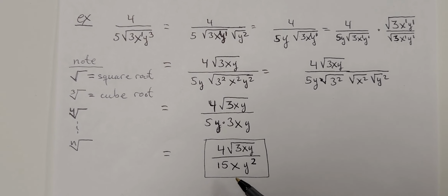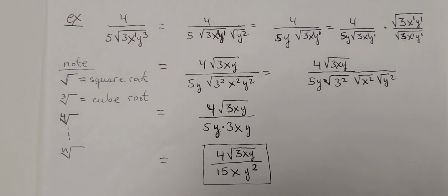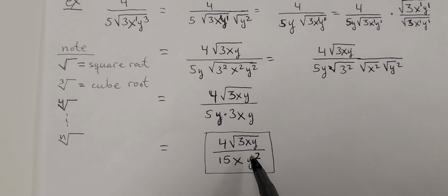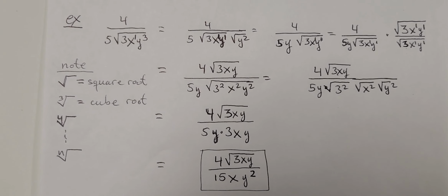And how do I know when to stop? When there are no more radicals in the bottom. Again, how do I know when to stop? When there are no more radicals in the bottom, like right here where I am circling. Okay, so be very careful.